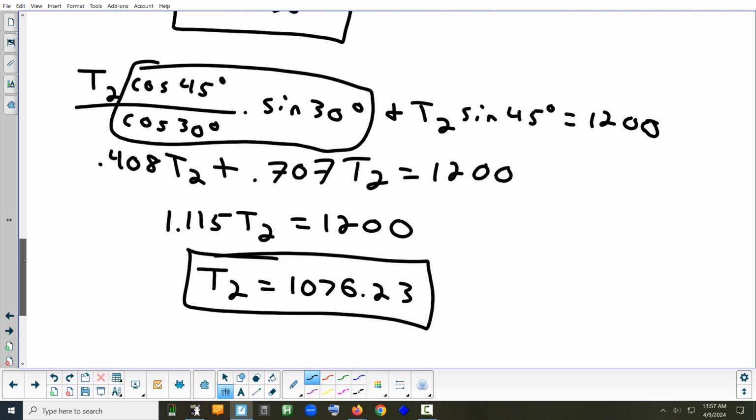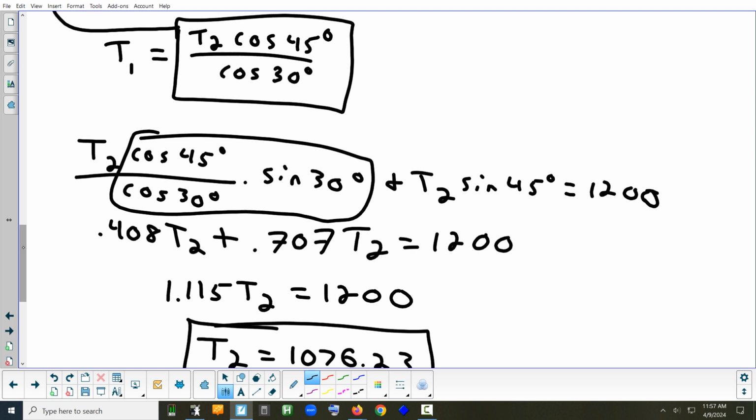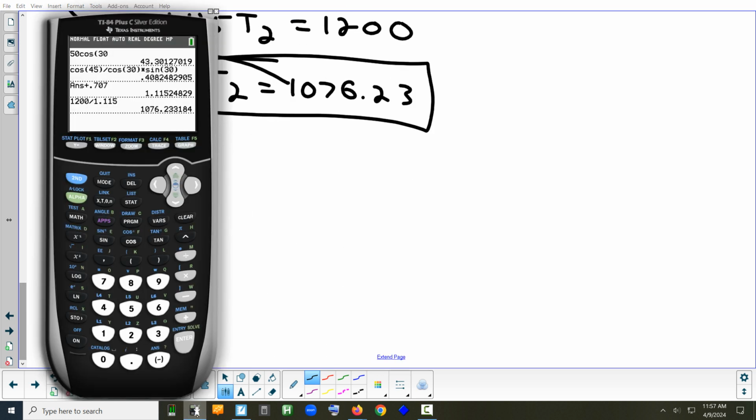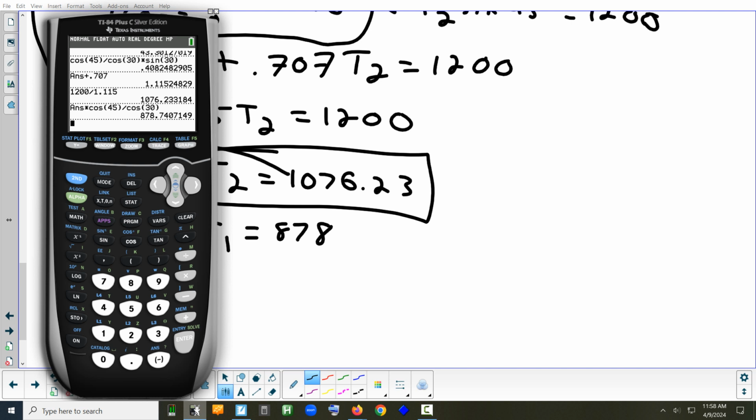So that's T2. So how do we get the tension in cable 1? We just plug that into the second equation that we originally had. I would even plug it into the one that we rearranged rather than the original because it's already got T1 by itself. So multiply by cosine 45 and divide by cosine 30. So the tension in cable 1 is 878.74.